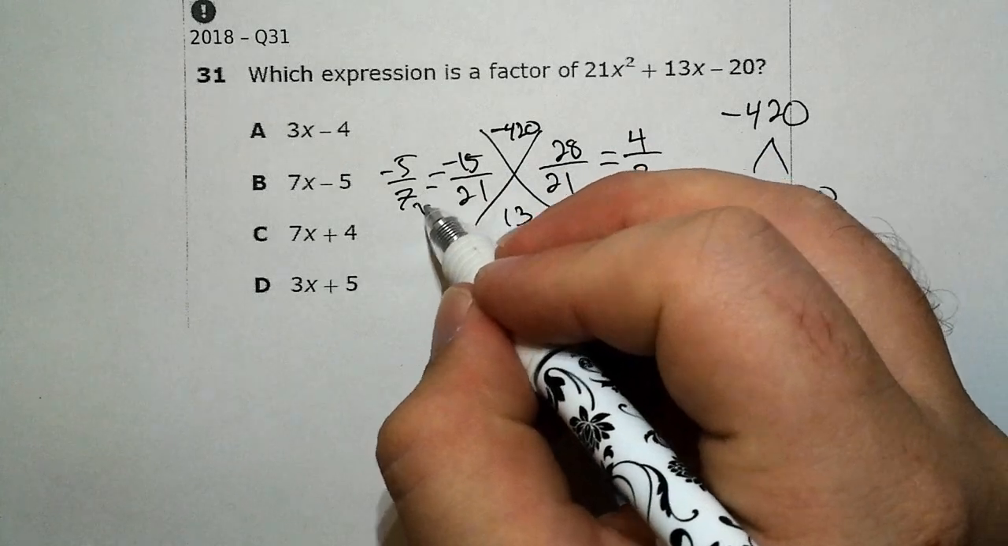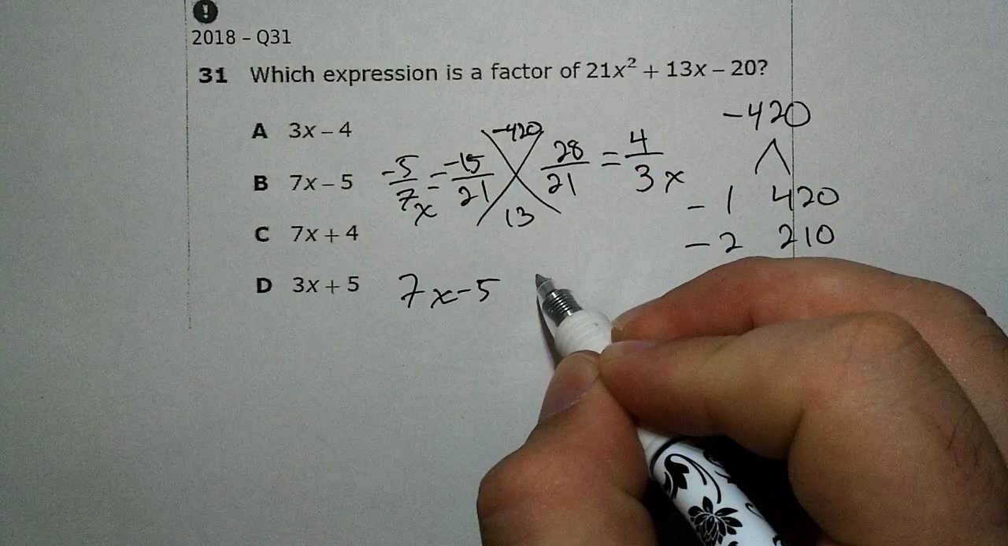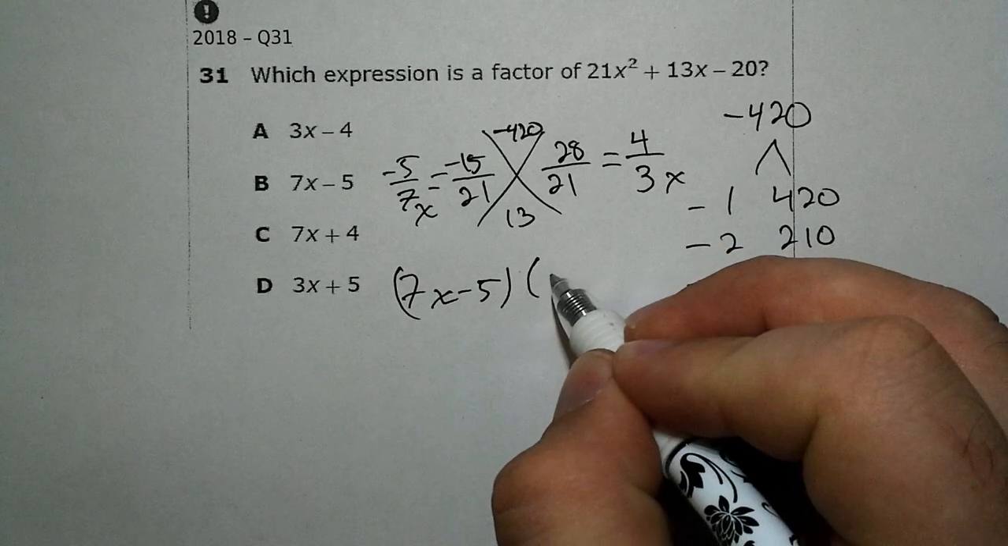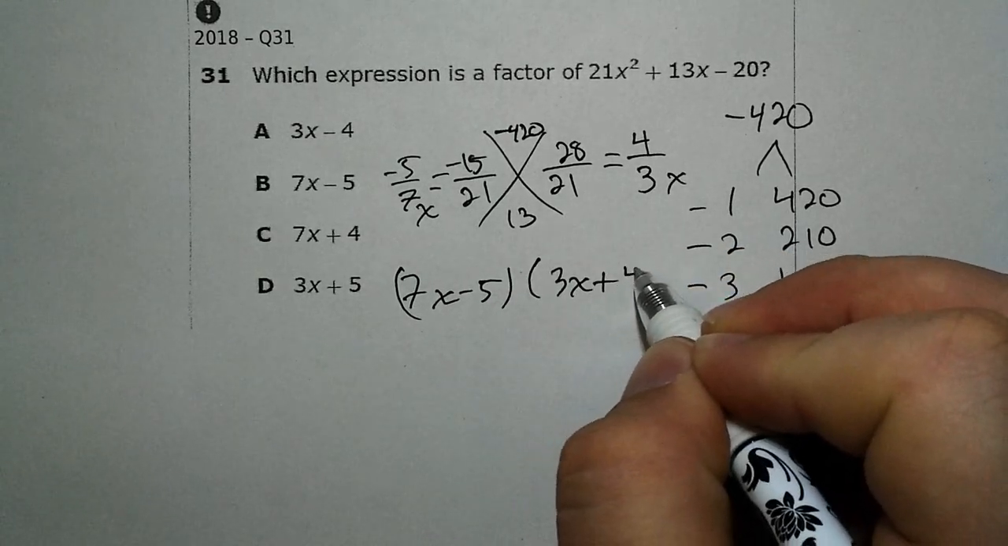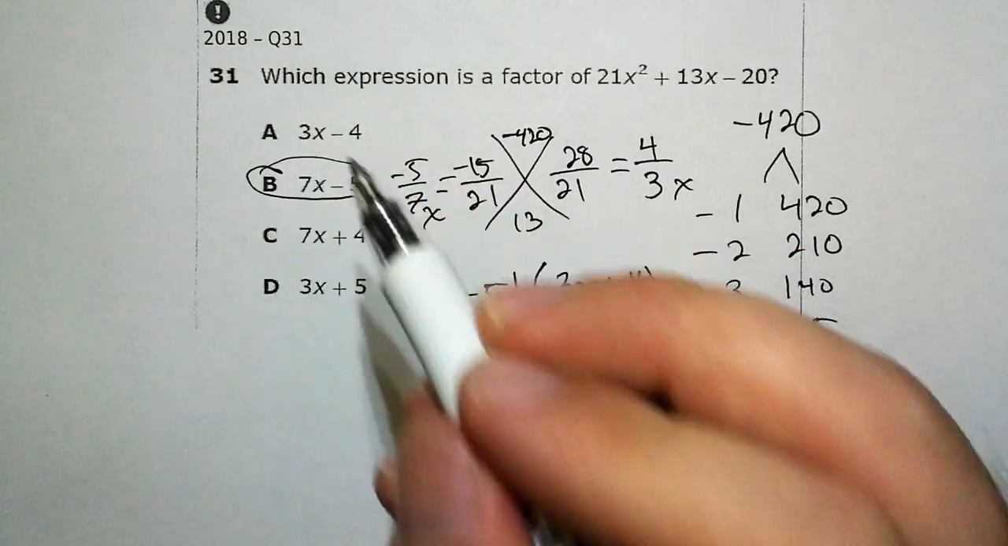Your bottom number gets your letter. So our first factor is 7x minus 5. Our next factor is 3x plus 4. So 7x minus 5 is a factor.